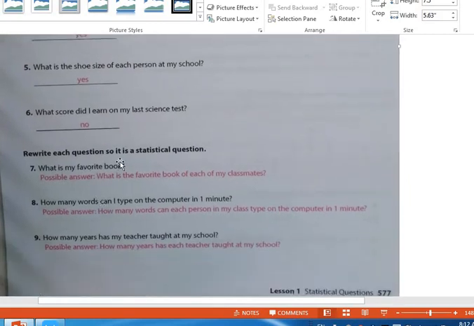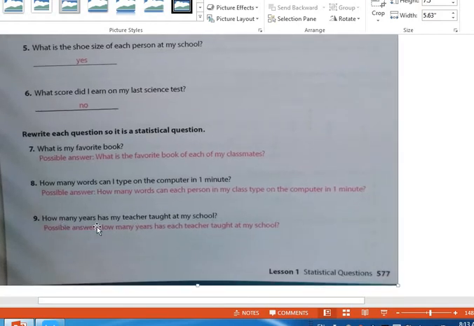Rewrite each question so it's a statistical question. What's my favorite book? This is not a statistical question. Rewrite it: what's the favorite book for each of my classmates? And the answers may vary. How many words can I type on the computer in 1 minute? I can say each person in my class. How many years has my teacher taught at my school? Just my teacher. I can say each teacher in my school. How many years did they teach?